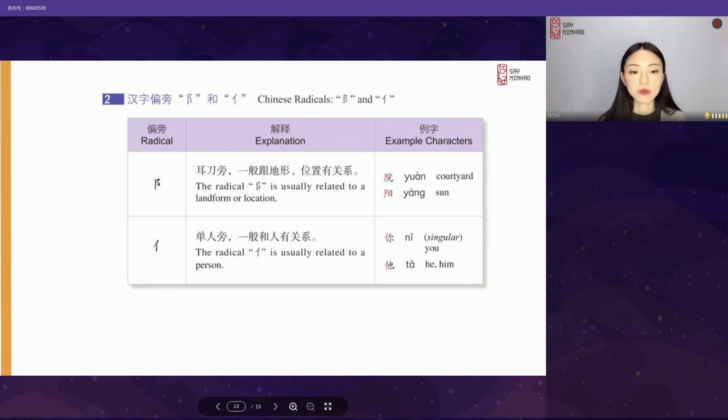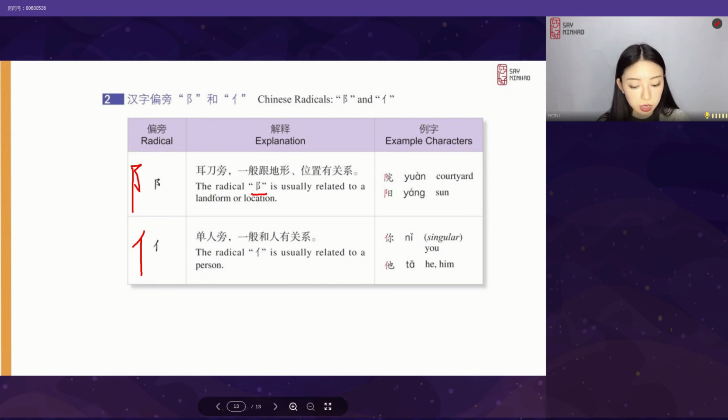Next are the two radicals for today, two new radicals. First one is 耳刀旁, which looks like this. Next one is 单人旁, the radical 人. First, let's talk about 耳刀旁. The radical 耳刀 is usually related to a landform or a location about the land.